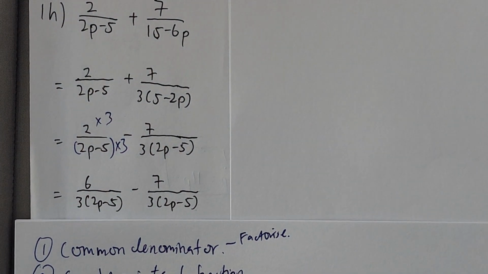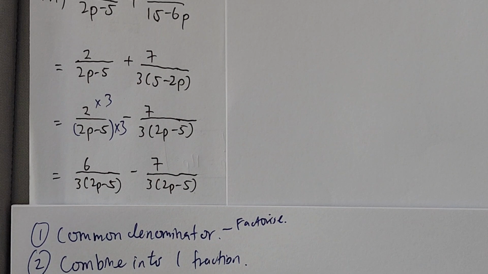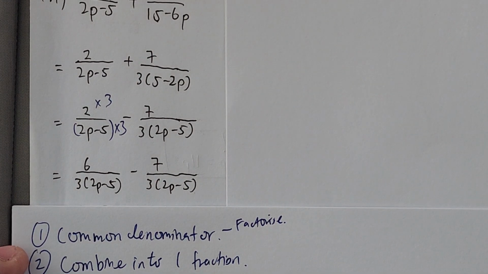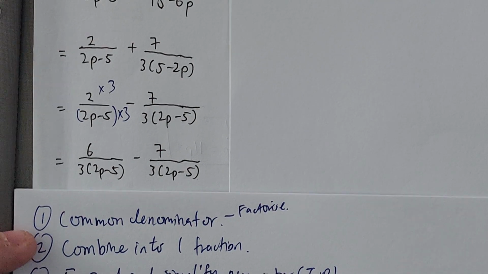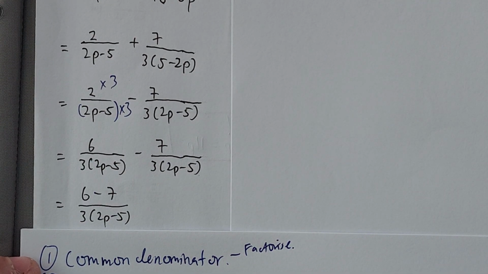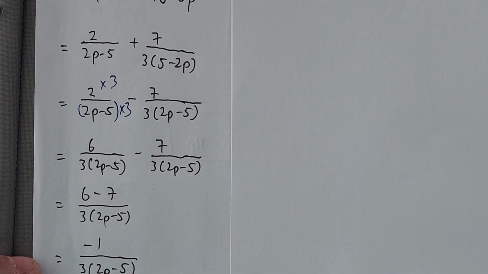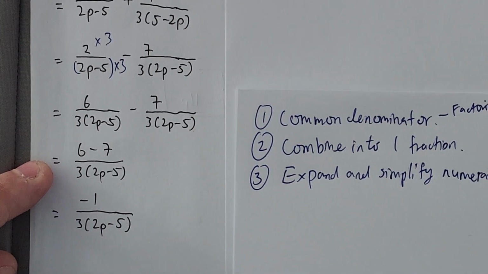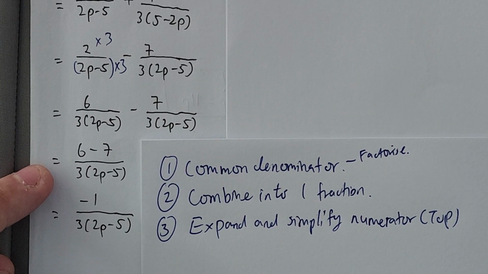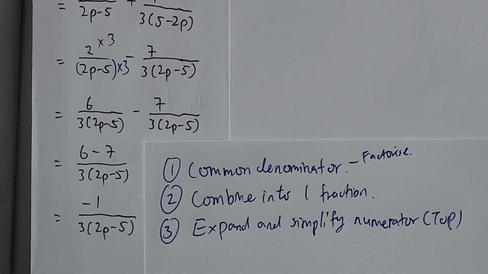Now after common denominator is done, I'm going to move on to combine into one fraction. Look at the bottom, I combine to one fraction. Then lastly, simplify. So these are the 3 steps. If you ask me, the first step definitely will take some time to do, but this is generally the method to add and subtract two fractions.